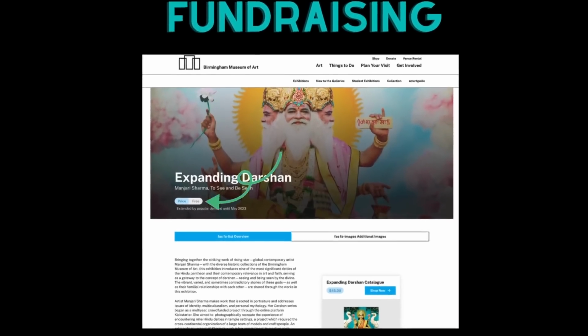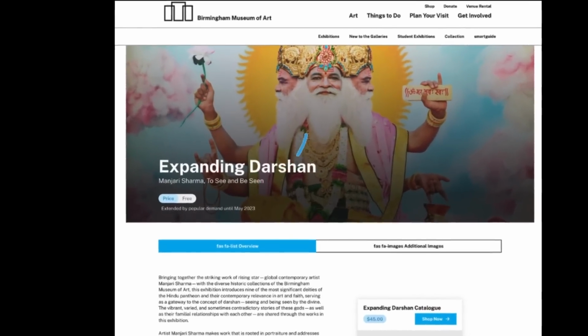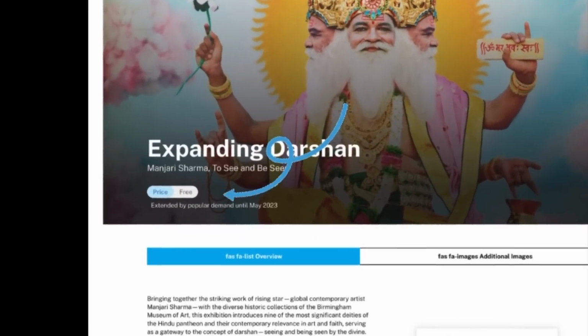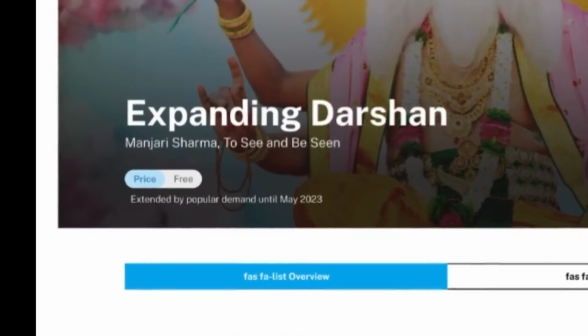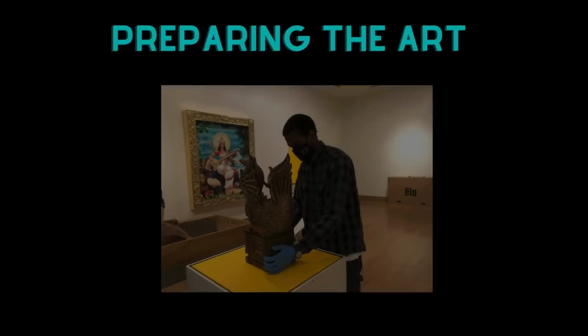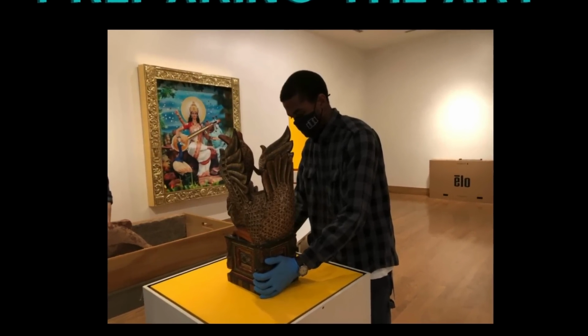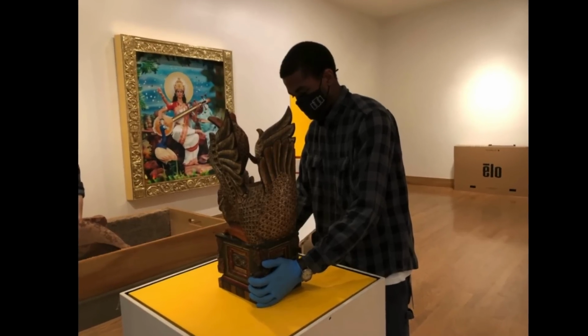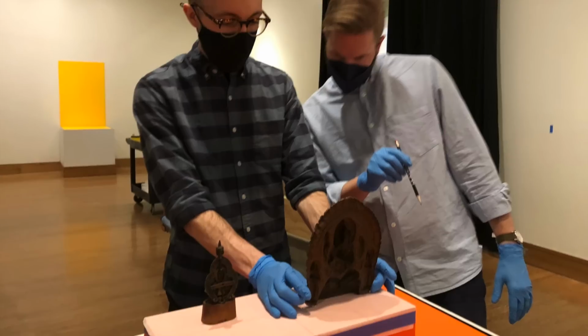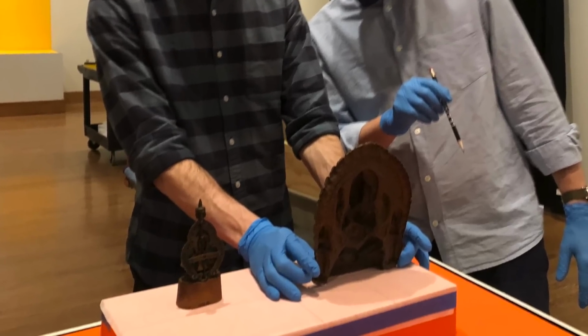Fundraising. The BMA's advancement team works really hard to raise money for exhibitions to make sure that the majority of our exhibitions are free to the public. Preparing the art. The prep team is busy preparing the objects for the gallery. Does something need to be framed? Should there be a case over the object? Does a fragile work need a specially made mount?